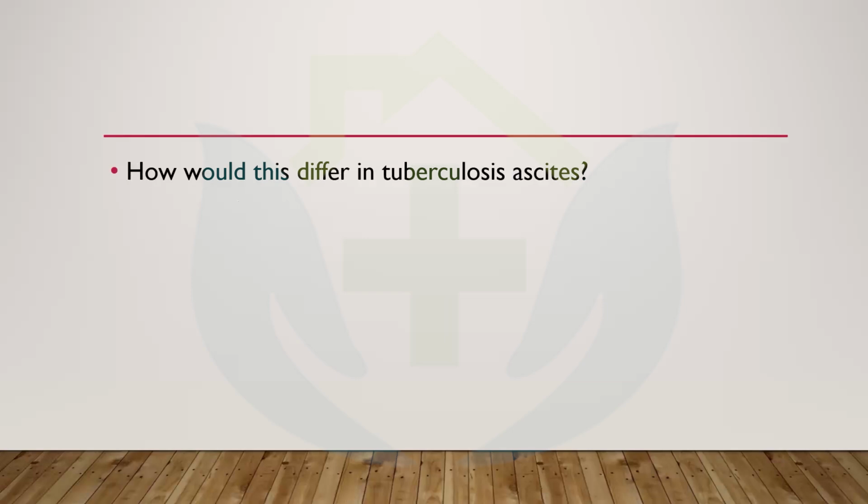How would this differ in tuberculosis ascites? In tuberculosis, if acid fast bacilli, if there is Ziehl-Neelsen stain. Any more thing which differentiates, which is specifically seen in tuberculosis ascites? I think it will be more turbid. Not sure.